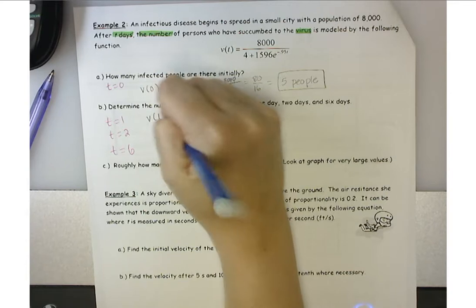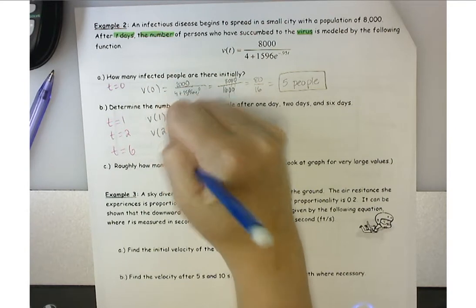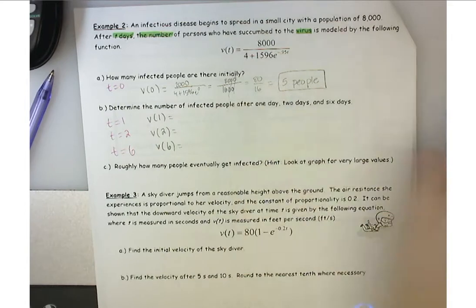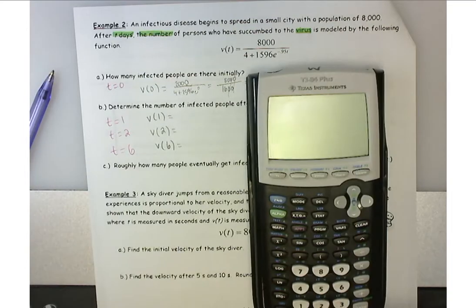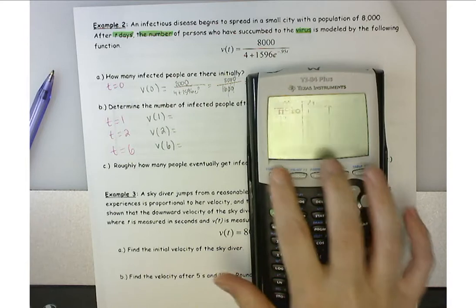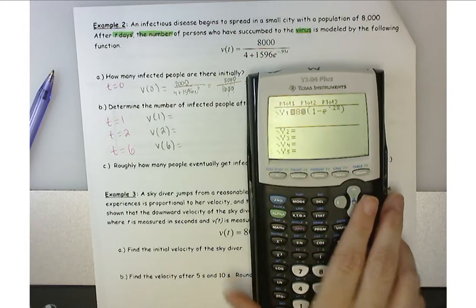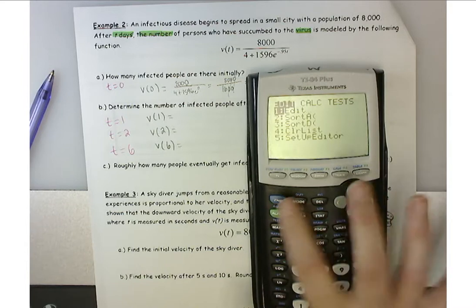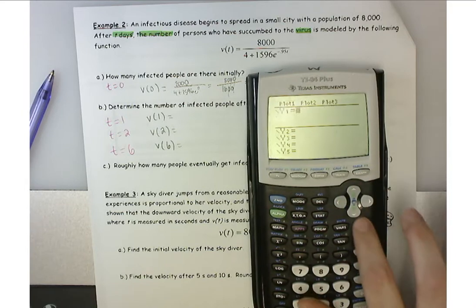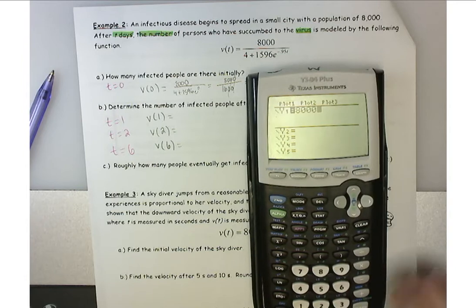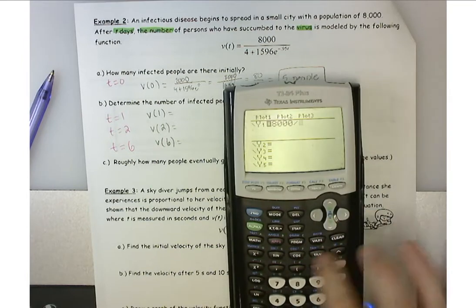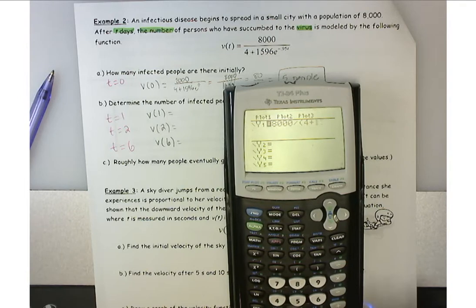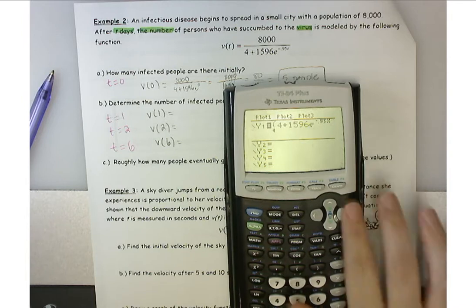Do you guys know how you can use your graphing calculator to help you? Yeah, you plug in the equation, right? So if you go to your y equals, I'm going to plug in 8,000 divided by, and then the rest does have to be in parentheses because I have more than one term. So 4 plus 1596, my e is here above the natural log, negative 0.95x, and then close my parenthesis.